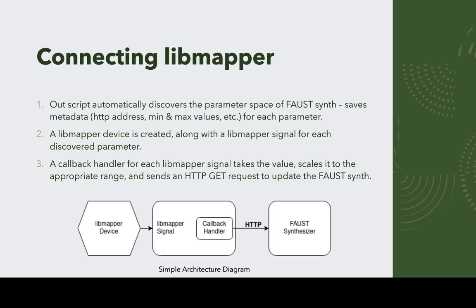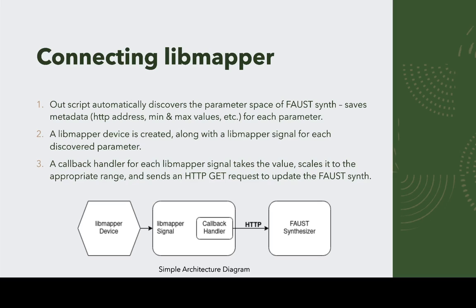To connect libmapper, what we've done is develop a script that automatically discovers the parameter space of a FAUST synthesizer, and it does that through that JSON. It saves all the metadata that we listed for each of the parameters, and then it creates a libmapper device which encompasses the entire synthesizer. And then for each synthesizer parameter, a libmapper signal is created as well.